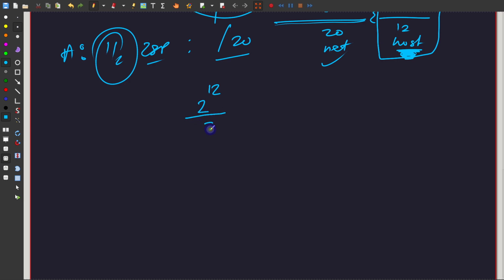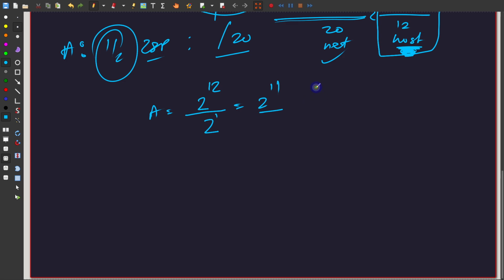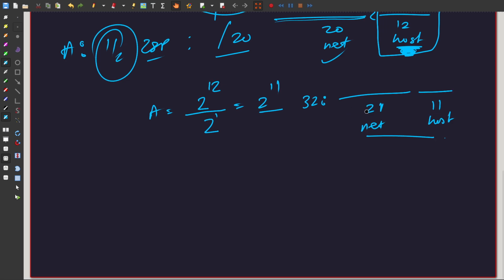And we are supposed to give half of that to company A. That means company A will get 2 power 11 addresses, right? That makes sense. Now what does that mean in terms of IP? The 32 bits will be divided as follows: 21 bits for the network, and 11 bits for the host. This is the crucial idea. For A, the proper subnet that is required is /21.